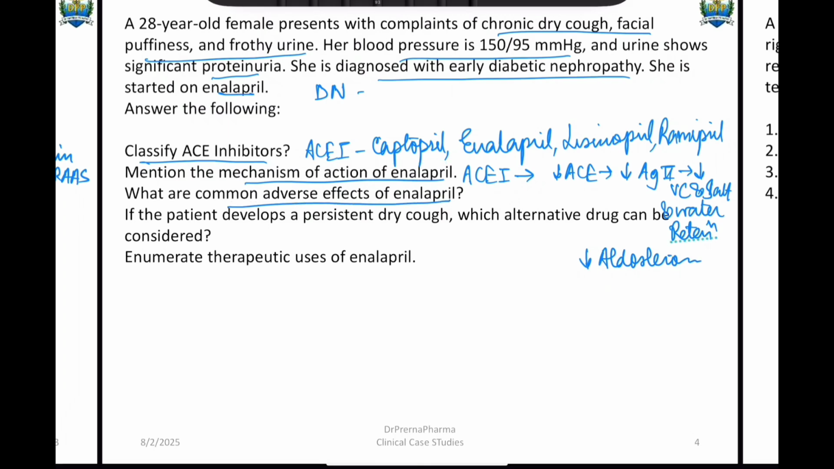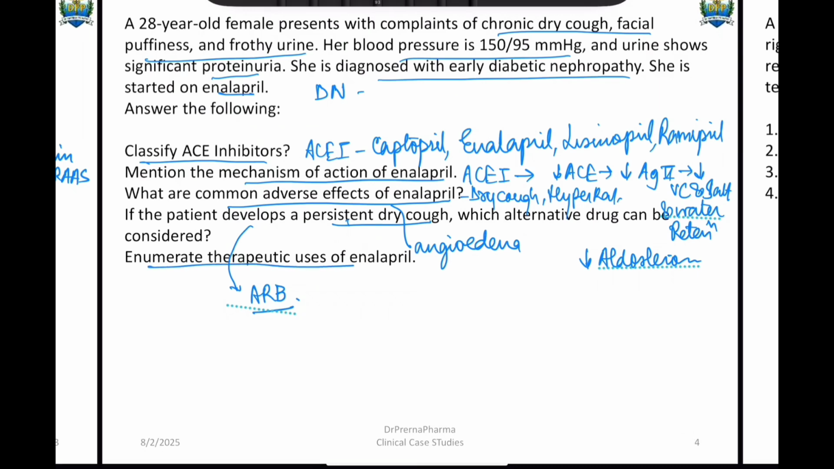What are the common adverse effects of enalapril? The first common adverse effect is dry cough, then hyperkalemia. Another thing that is associated with it is angioedema. If a patient develops persistent dry cough, then which alternative drug can be given? Then you can switch the patient to ARBs, that is angiotensin receptor blockers. You have to write the names and the mechanism of the drugs here. Enumerate therapeutic uses of enalapril. So uses of enalapril: we have hypertension, then diabetic nephropathy, then CHF, post-MI patients, and it can also be used in proteinuria.